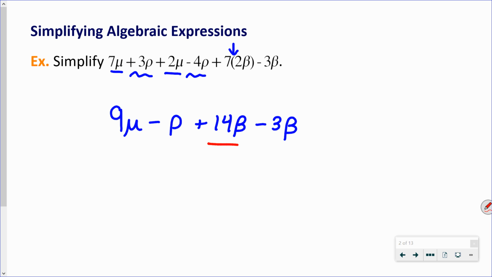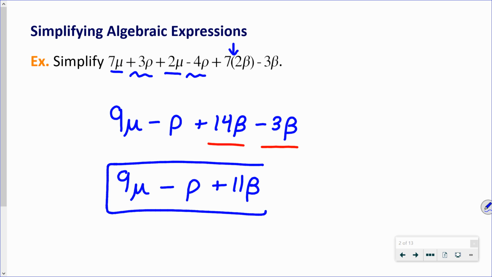So I see that I've got this symbol and this symbol as like terms. So in the end, I'm looking at 9 mu minus 1 of these, and then 14 minus 3 is going to be plus 11 of these. And that's as simple as it gets, because what we're left with is symbols that are not the same as each other and do not combine.